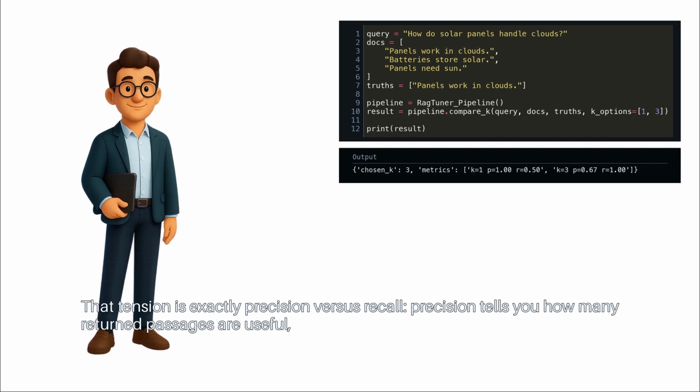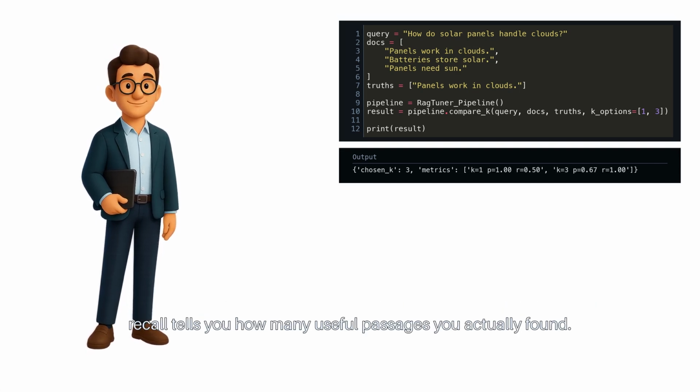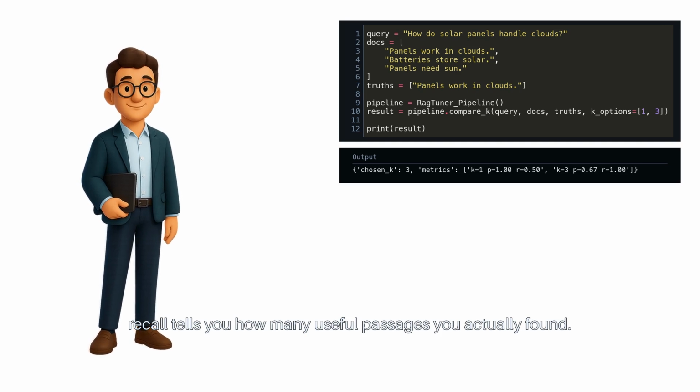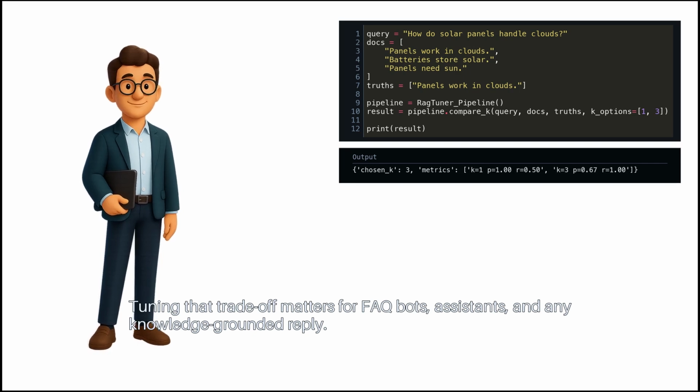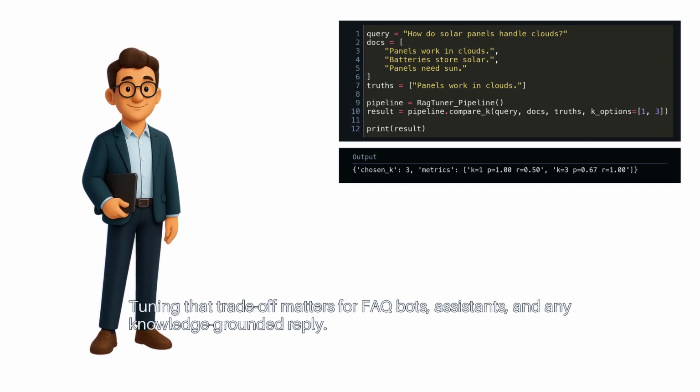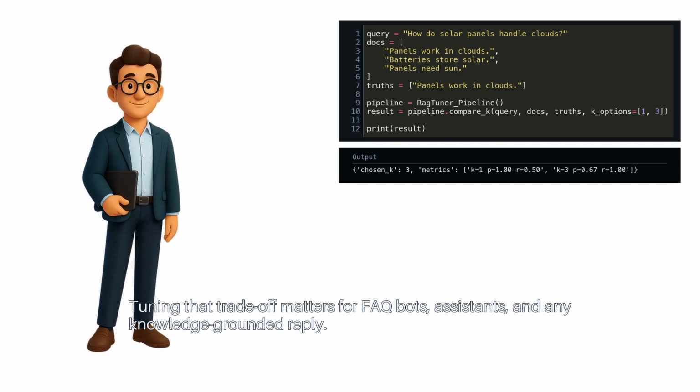Precision tells you how many returned passages are useful. Recall tells you how many useful passages you actually found. Tuning that trade-off matters for FAQ bots, assistants, and any knowledge-grounded reply.